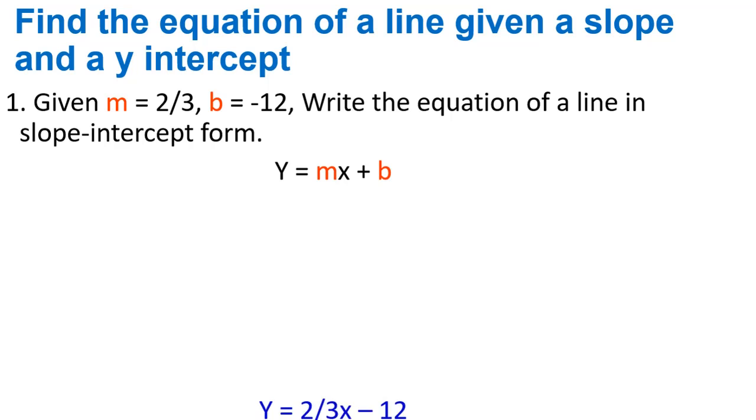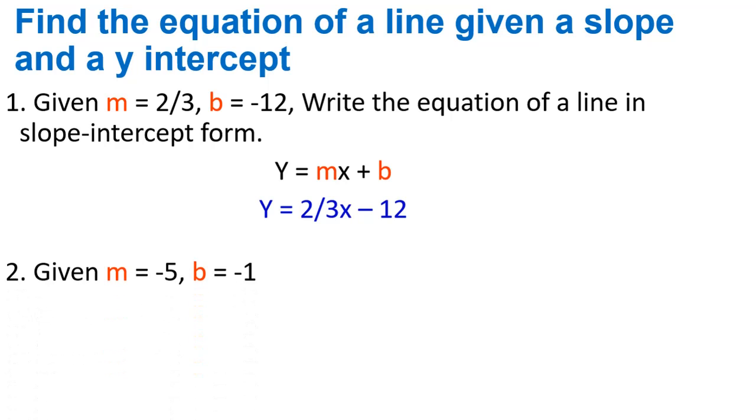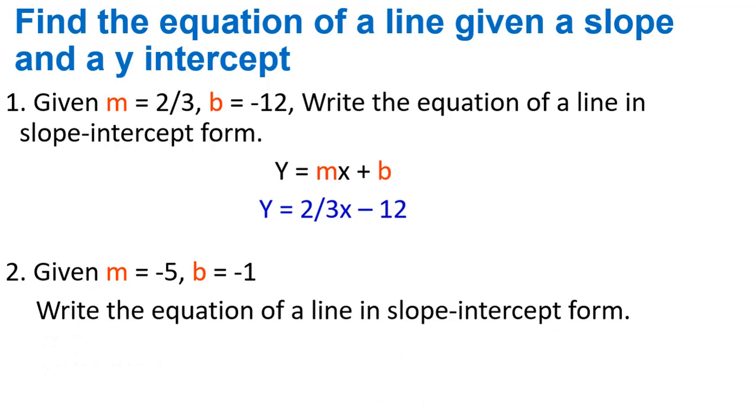So in number 2, the slope is -5 and the y-intercept is -1. If I replace m with the slope and b with -1, it's going to be y equals -5x minus 1. And I can find the equation from a graph using the same kind of logic.